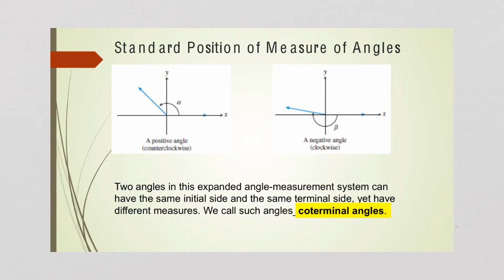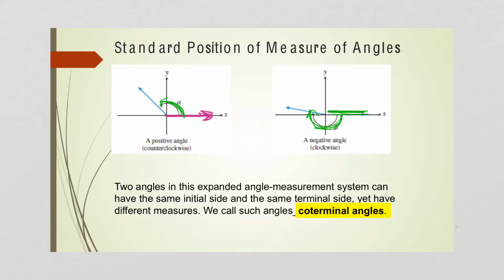Standard position of measure of angles, and this is where, when we just said our initial side is always 0, if we're considering things in terms of the unit circle, it's always on the x-axis. And then, as stated before, if I open up, I have a positive angle measure. If I open down, I have a negative angle measure. But my initial side is always this first side here, the x-axis.